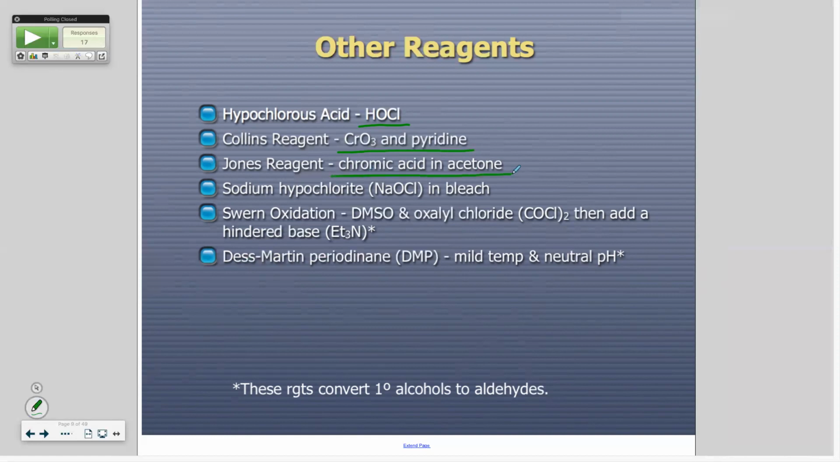This is a chromic acid in acetone. That kind of changed a little solubility up on there. This is sodium hypochlorite, NaOCl, in bleach. So you can actually use bleach to do an oxidation. That's kind of how bleach cleans your clothes. It's oxidizing. Okay, the Swern oxidation, developed by a scientist by the name of Swern. DMSO and oxalyl chloride. Okay, this is oxalyl chloride. I'm going to write it out this way.